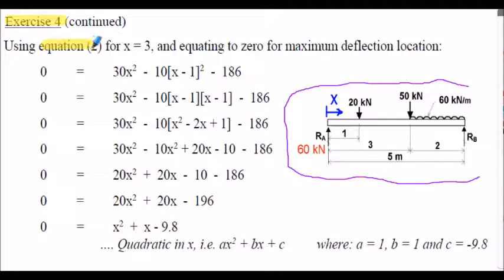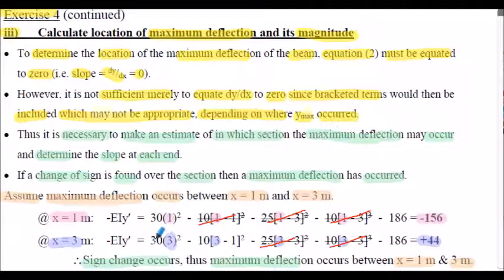Exercise 4 continued, trying to calculate the maximum deflection here. Using equation 2, equating it to 0 for the maximum deflection location, we can actually generate a quadratic equation. From equation 2, our slope equation, we will have 0 on the left-hand side because we're calculating for 0 slope. And on the right-hand side, we'll have 30x squared minus 10 multiplied by (x minus 1) squared in the bracket, minus 186, the constant C1. That's just basically these terms here written together.